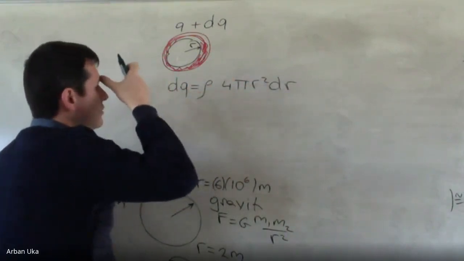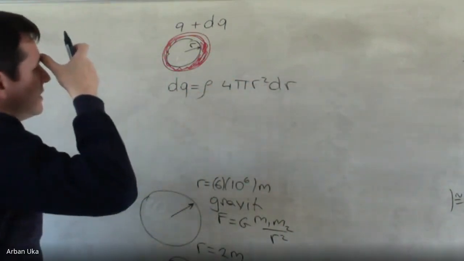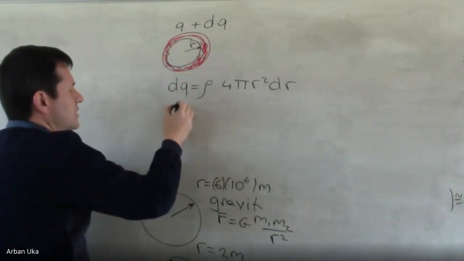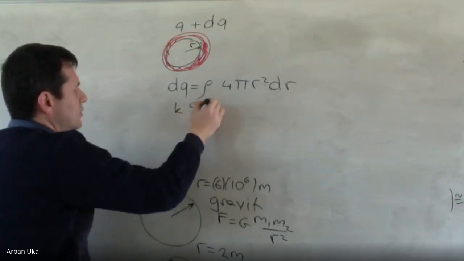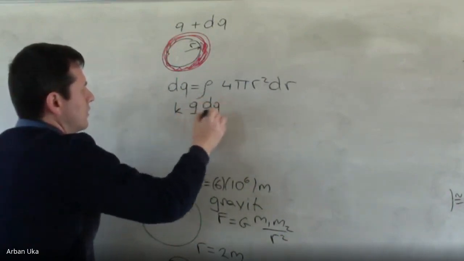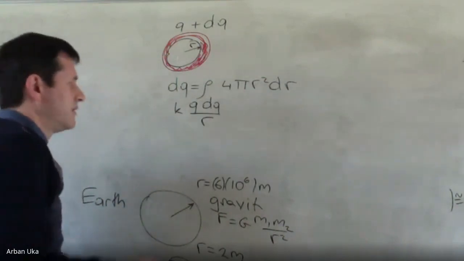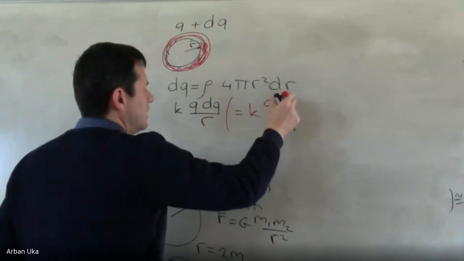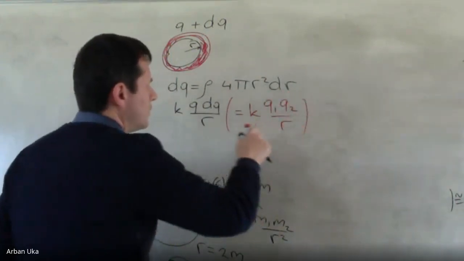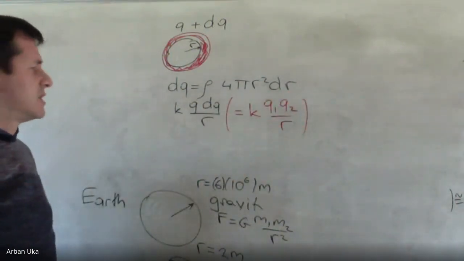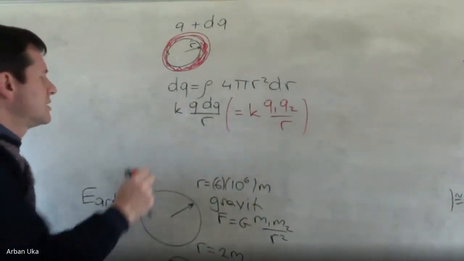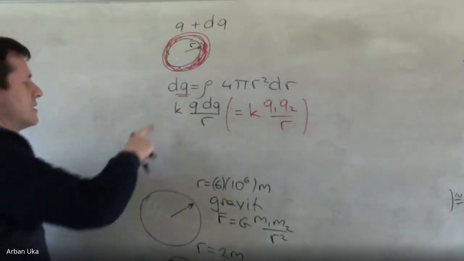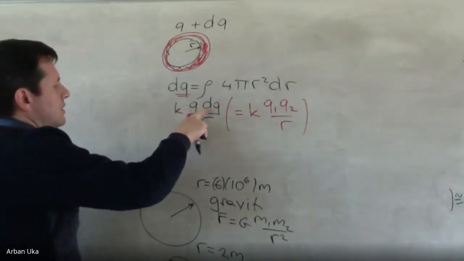So this is the dq, and the work done to bring this close to here is actually equal to k q dq over r, okay? And this is very close or equivalent to the previous expression that we derived, which was k q1 q2 over r. We were assuming here point charges. We're going to assume also here point charge because this dq is very small. Okay. So this is k q dq over r.